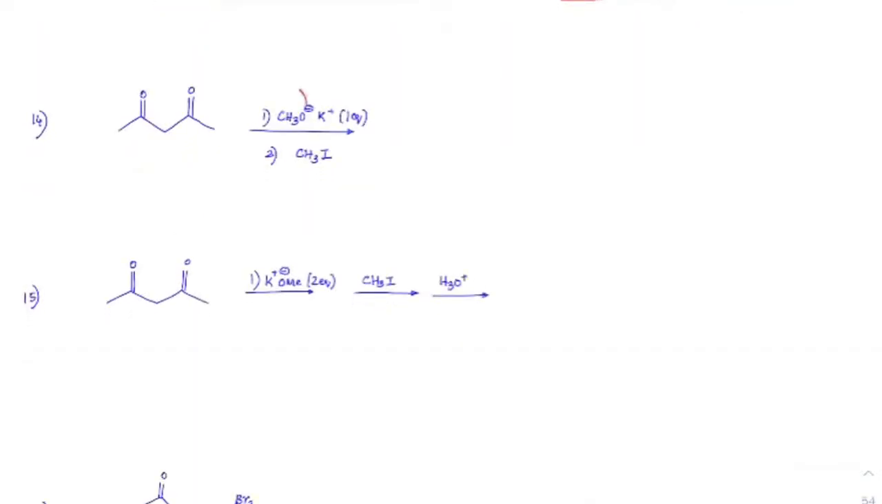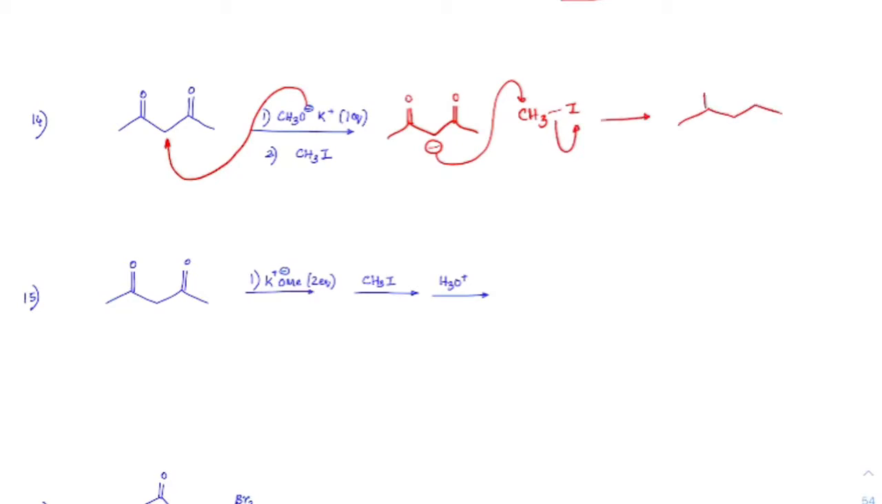See, CH3O- will attack on the active methylene, take away a proton. You'll get double bond O minus, and this can undergo nucleophilic substitution. So CH3I by SN2 mechanism, you can remove this. You will get double bond O, and CH3. Okay. This was asked once in JEE and students usually get confused here.